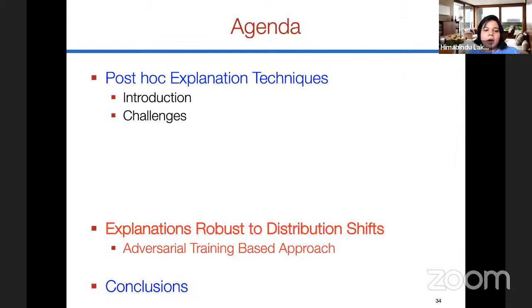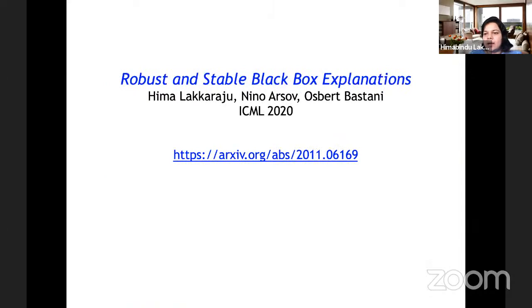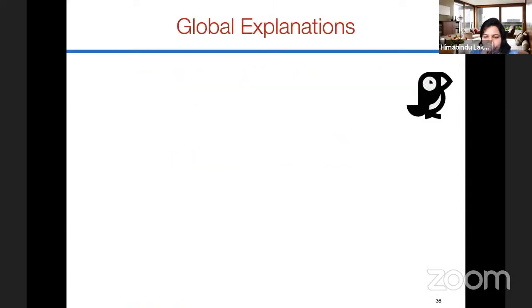Okay. So I will just go through very quickly, for a couple of minutes, one other approach I wanted to cover, which is about explanations that are robust to distribution shifts. I'll be touching a little bit upon global explanations to explain this approach.